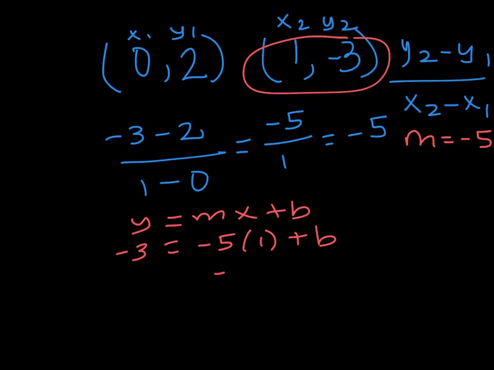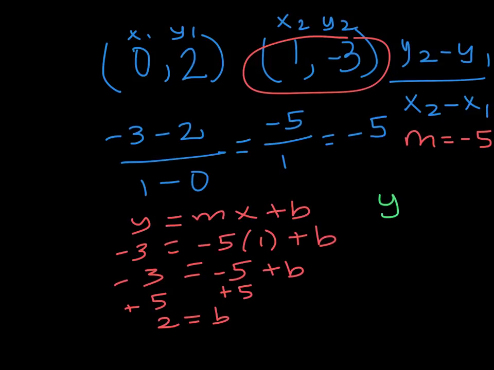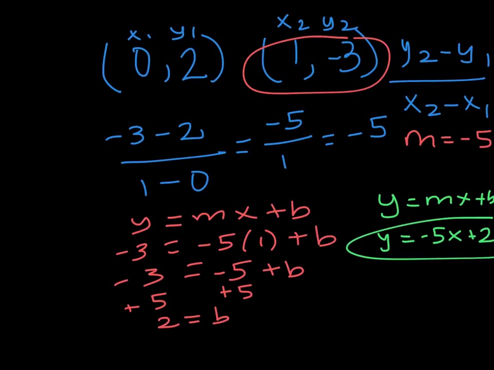-5 times 1 gives me -5. Plus b equals -3. I'm going to add 5 on both sides. And -3 plus 5 gives us 2. So b is equal to 2. That means that my final equation is going to be y equals mx plus b. I'm going to replace what I have. So y equals -5x plus 2. And that is your equation in slope-intercept form.